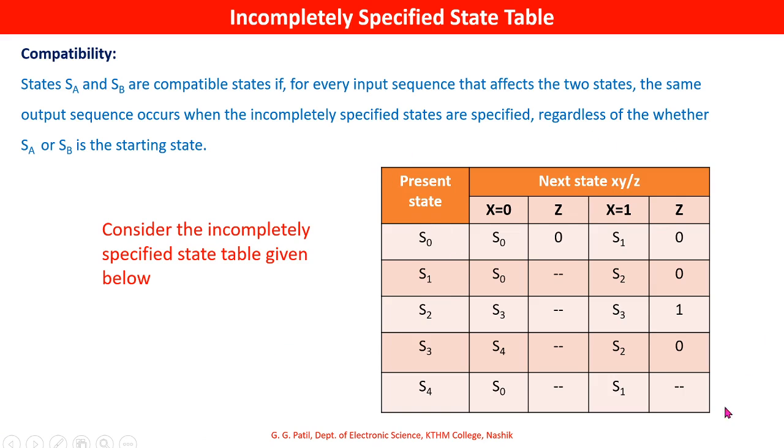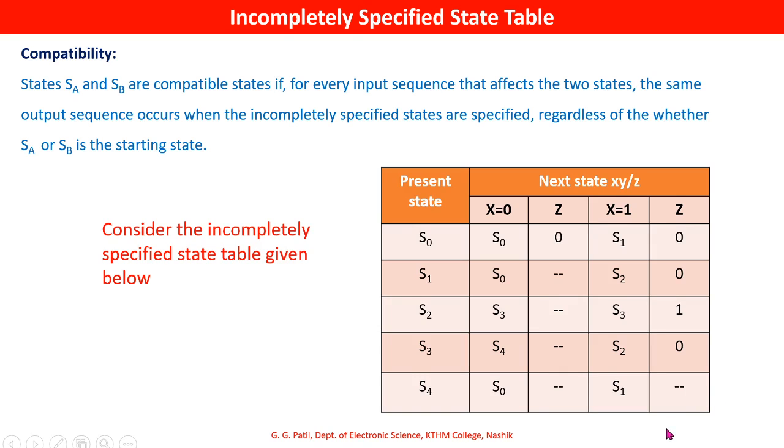A state machine is described in a state table which contains five states: S0, S1, S2, S3, S4, and the next state and output columns are given. The next states are given, while some of the output states are missing: four output conditions are missing here. Similarly here, one output state is missing. Such a state table is called an incompletely specified state table.